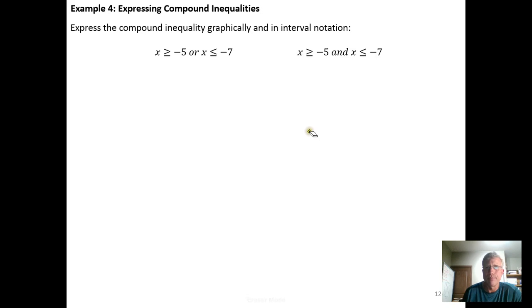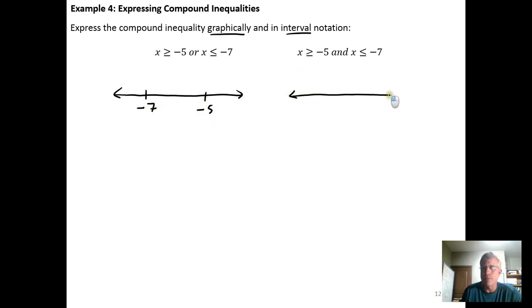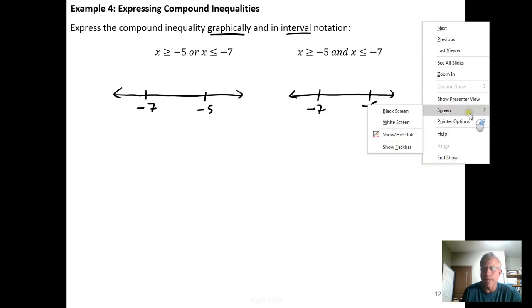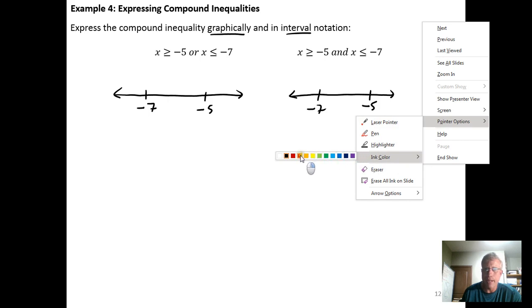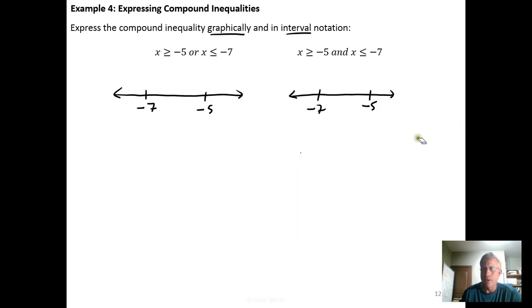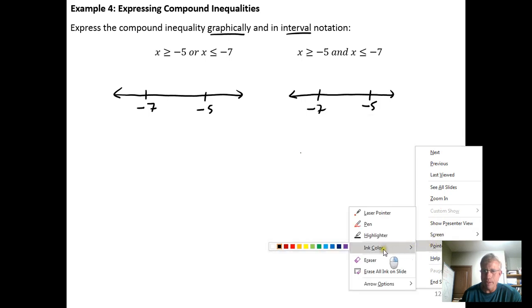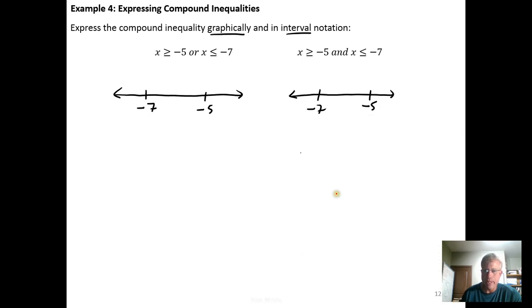So for this example, we'll keep the black ink for now. I have boundary numbers at negative 5 and negative 7. So I'm going to make my number line graphically and in interval notation. I'm going to go from negative 7, which is the smaller of the two numbers, up to negative 5. And I'll write both number lines in to begin with, and hopefully not mess up like I did before, from negative 7 to negative 5. Try to change my pen color over without making a mistake. Ink color back. Oh, see, I did it. I made a mistake. Ink color back to red.